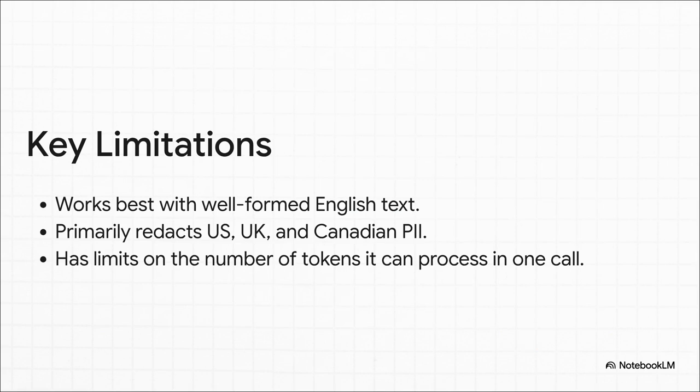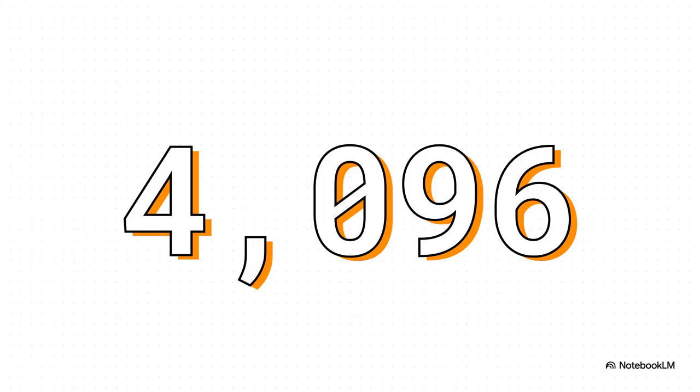First, it works best with clean, well-formed English text, so if your data is a bit messy, you might need to clean it up first. Second, its PII detection is really tuned for the US, UK, and Canada right now, so your mileage may vary in other regions. And finally, like a lot of AI functions, there's a limit to how much text it can chew on in a single call. And that limit is 4,096 tokens.